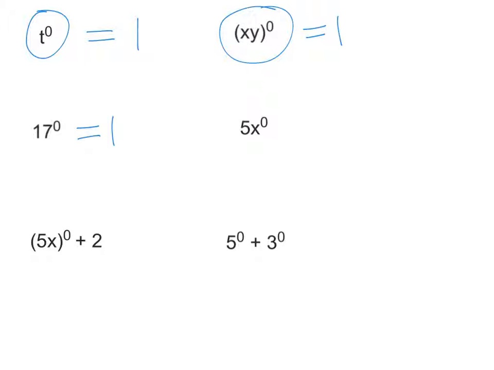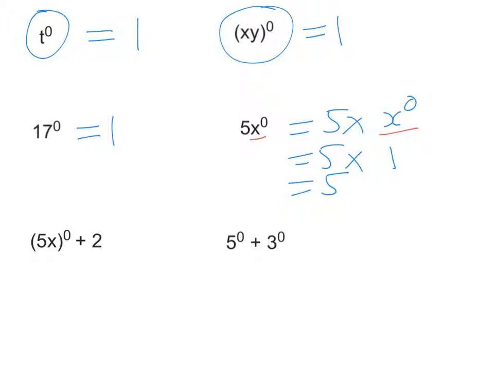The next one's a bit tricky. There are no brackets around anything, so really it means 5 times x to the power 0. By separating it out like this, you can see that the 5 is not to the power 0, only the x is. That means that when I do the next step, I will get 5 by 1, because x to the power 0 is 1, and the answer is then just 5.